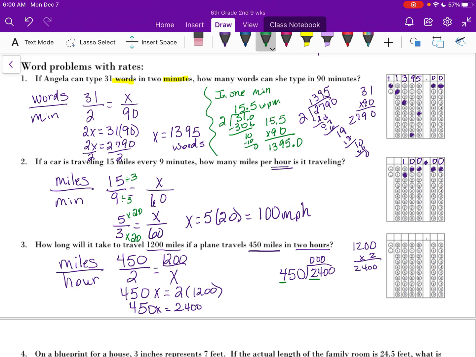So I'm just going to go to the side, and I'm going to say 450 times 5 and see what we get. Okay, so we get that. So that is smaller than 2,400. And we subtract. That'll give us 150. Add a decimal, bring down a 0. So 4 goes into 15. 4, 8, 12, 3 times. So I'm going to do 450 times 3.